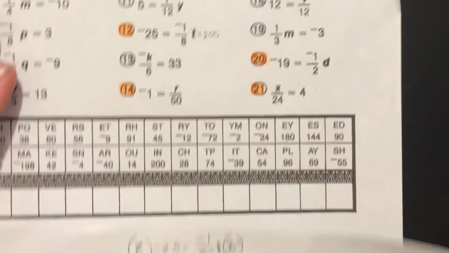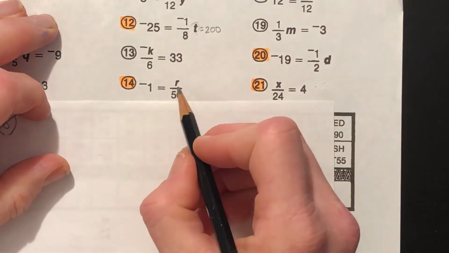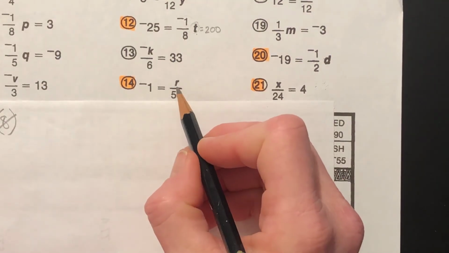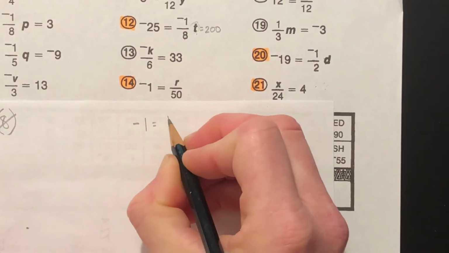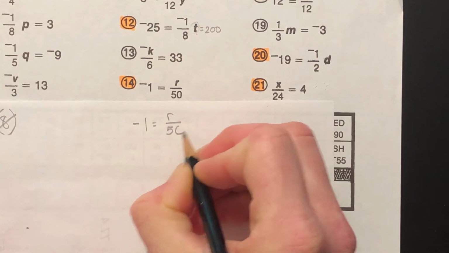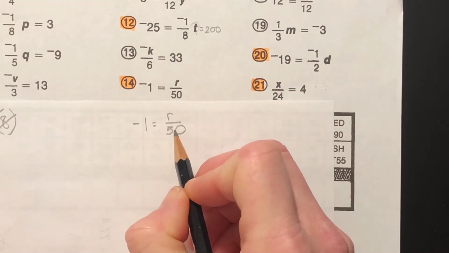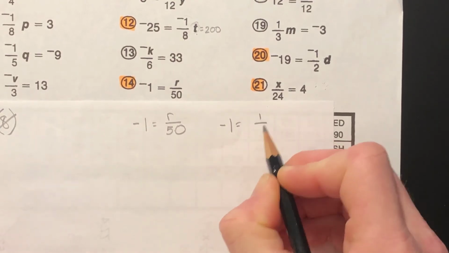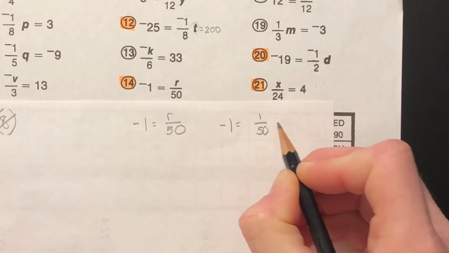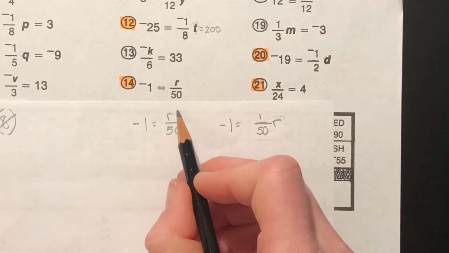On to 14. So this one has the denominator on top of it. So we've got negative 1 equals r over 50. Just so you know, this is really the same thing. You can also write this as negative 1 equals 1/50 r. Either way, the r is a whole number.